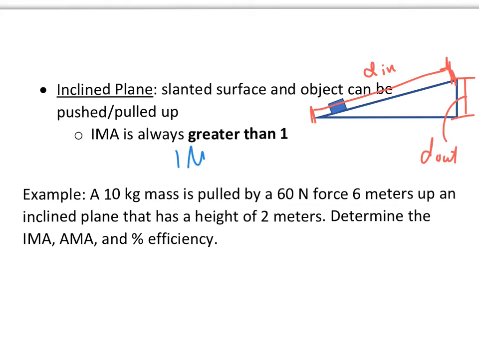IMA equals D in over D out. Because D in is the hypotenuse, it will always be greater than D out. So therefore, a greater number divided by a smaller number will always be greater than 1.